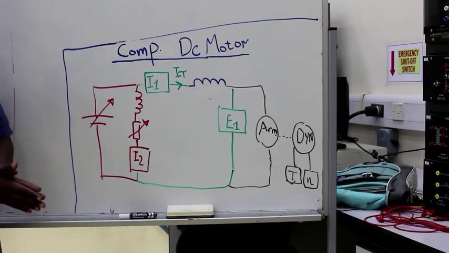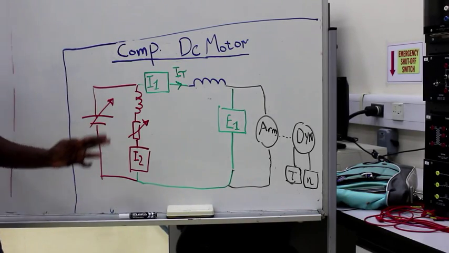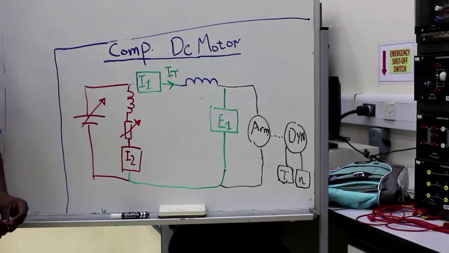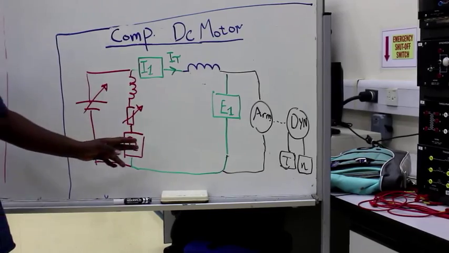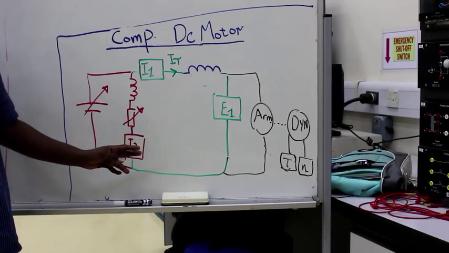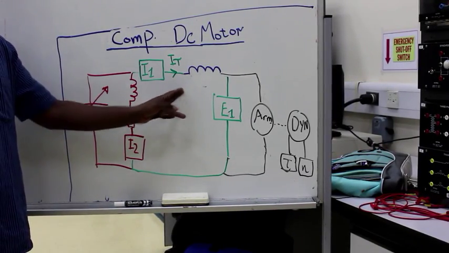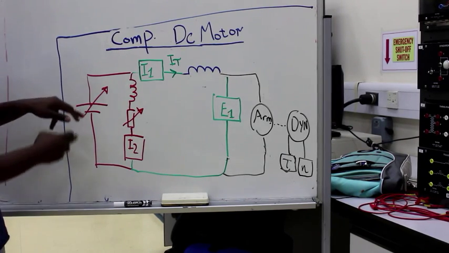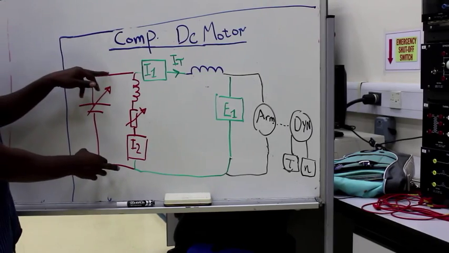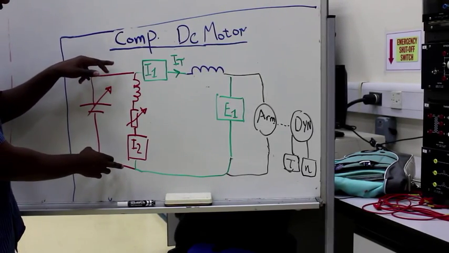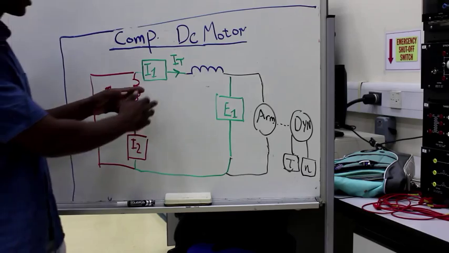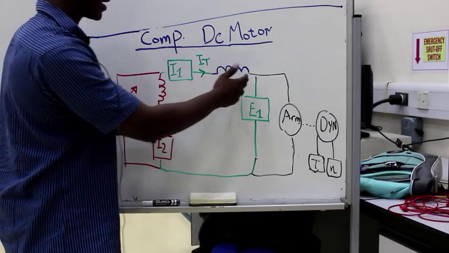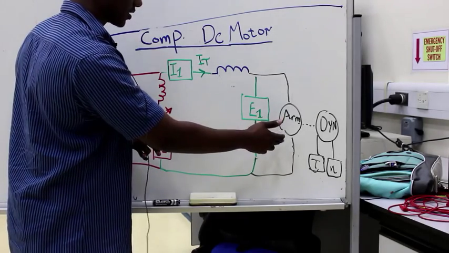Hello again, and welcome everyone. Now we're going to explain the practical part of the compound DC motor. The compound motor is just a motor with both series and shunt winding. The connection is very simple. We're going to connect a voltage source parallel with the shunt field circuit, and we're going to connect in series to that the series winding, and in series the armature circuit.